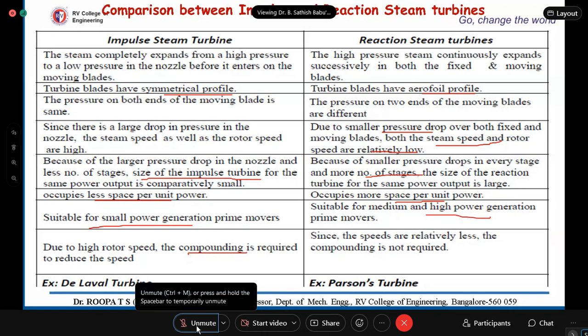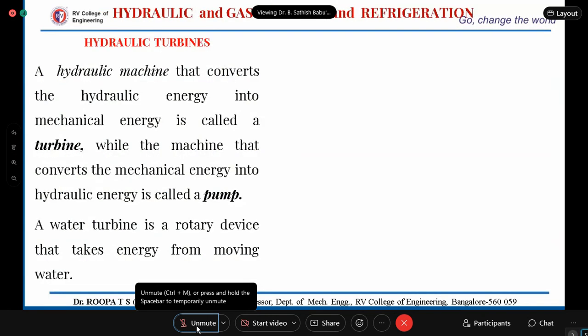Okay, fine. The gist of whatever I have explained so far is that you should know what a prime mover is, what the types of prime movers are, what a steam turbine is, the types of steam turbines, and what happens in impulse and what happens in reaction. If you know these things, it is sufficient. So at the end of this slide, you must be aware of these concepts. Clear? So moving on to the next, we have hydraulic turbines.